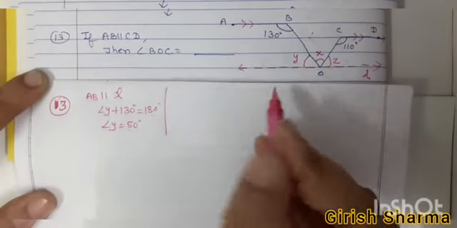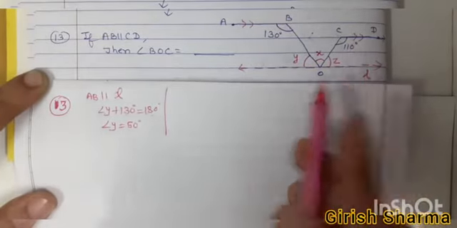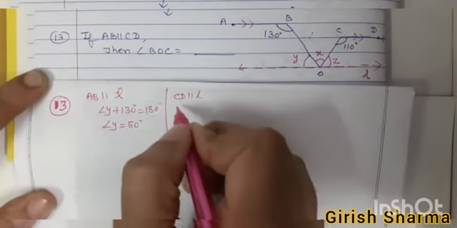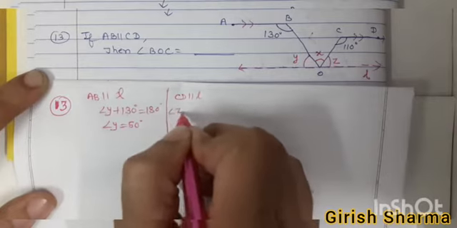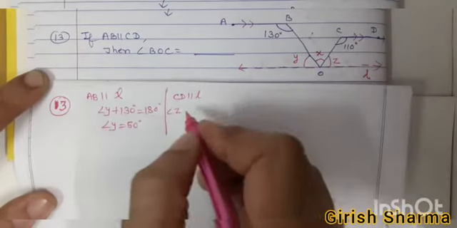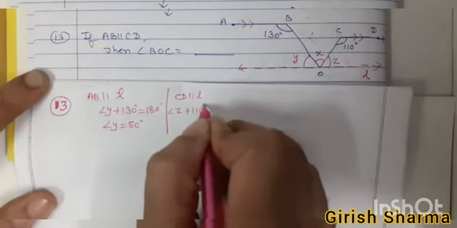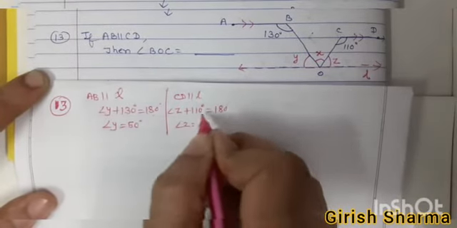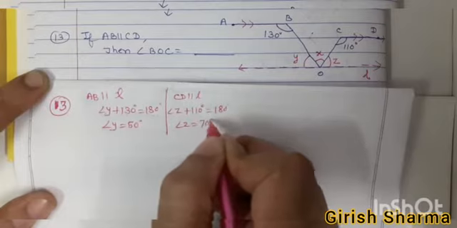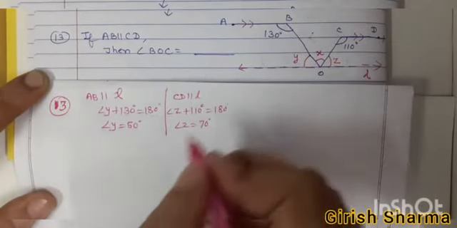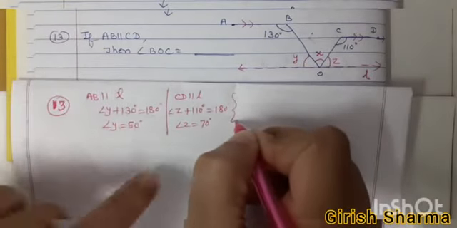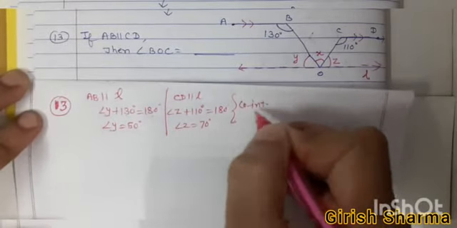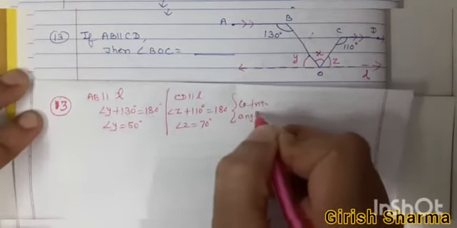Okay. And if CD is parallel to L, then angle Z plus 110 degrees should be 180 degrees. What is angle Z? 180 minus 110, that is 70 degrees. It is very clear. And the reason is what? Co-interior angles.